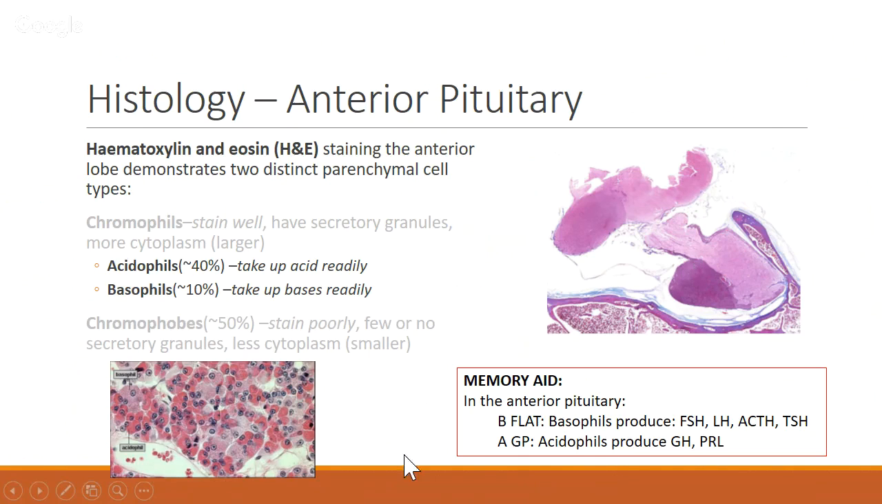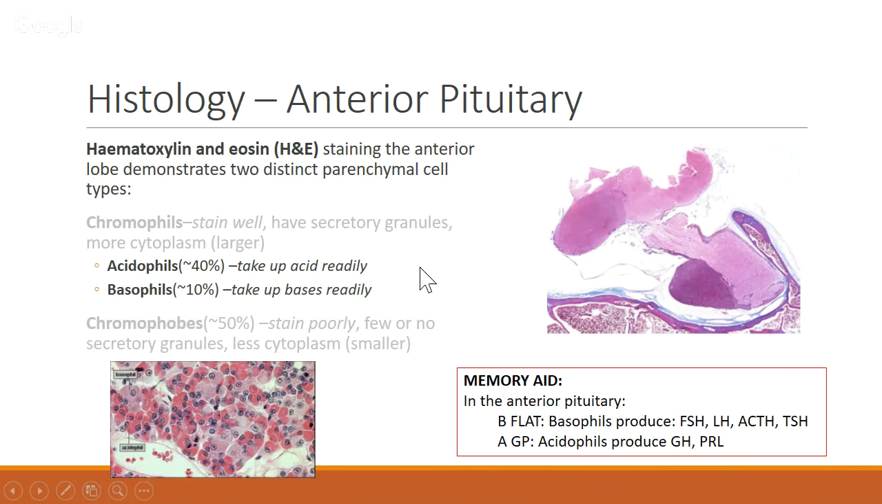Okay, so there's B flat and a GP. So B flat, like the musical note B flat. Okay, some of my batchmates didn't know there was a musical note. So basophils produce FLAT: FSH, LH, ACTH, and TSH, and a GP. So acidophils produce GH and prolactin.